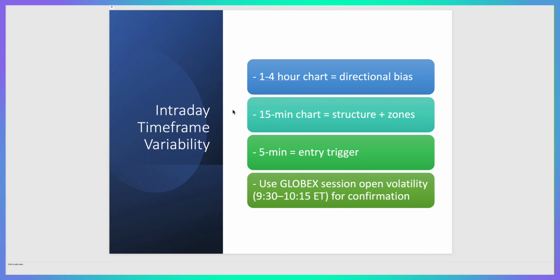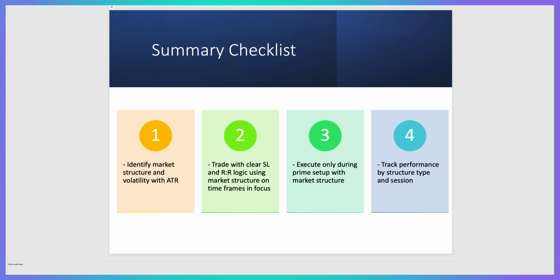All right, summary. One, identify market structure. It'll tell you the volatility, but you can also see that by how wide the swing low to swing high are, and also how tall the candlesticks are. But if you like, you can put an ATR on there. Two, trade with clear support levels and return to risk logic.